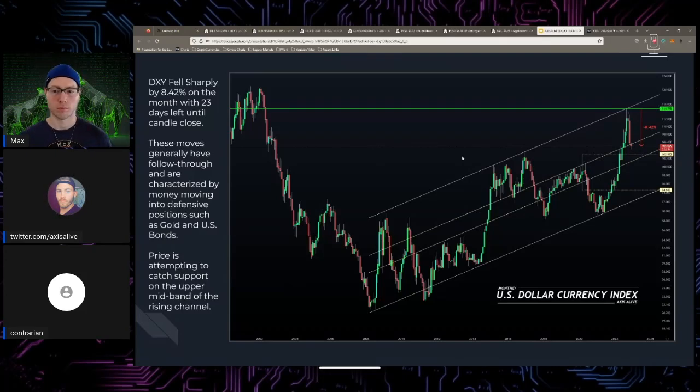Where better to start than with the US dollar? It's supposed to be the world's reserve currency, still is to this day. But we're seeing a sharp decrease. It's actually an 8.42% drop in a very short period of time on the dollar.